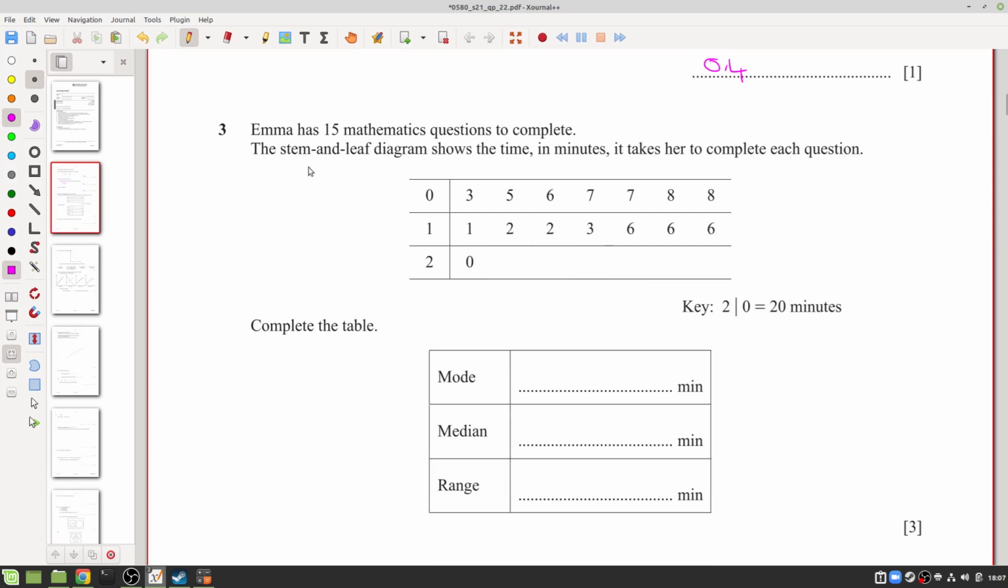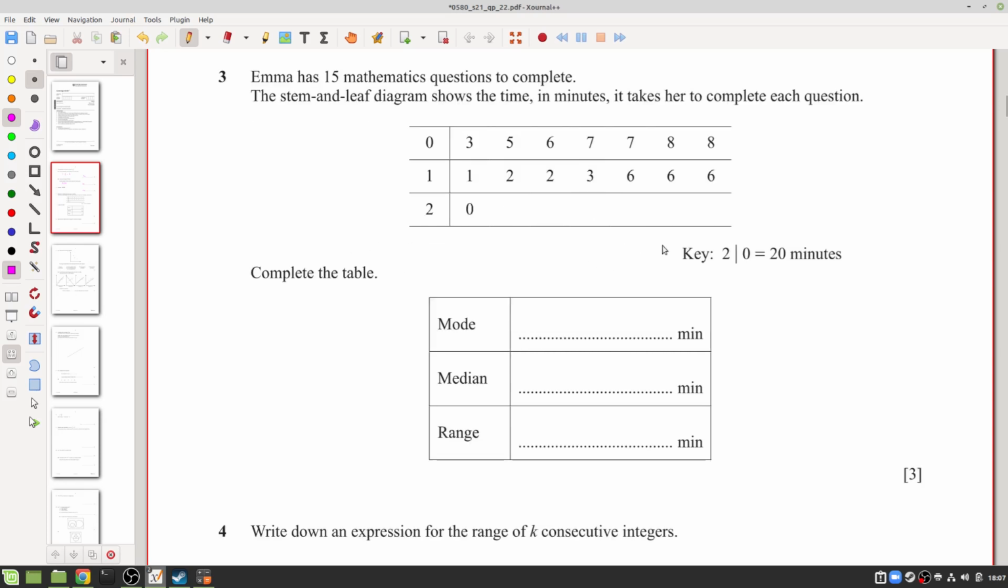Okay, Emma has 15 mathematics questions to complete. The stem and leaf diagram shows the time in minutes it takes her to complete each question. Okay, so this is 3 minutes, 5 minutes, 6 minutes, 7 minutes, etc. 11 minutes, 12 minutes, 12 minutes, 13 minutes, and then 20 minutes. So the key to 0 is 20 minutes. Okay, yeah, so that means 20 minutes. Complete the table.